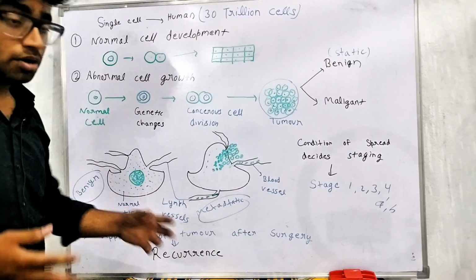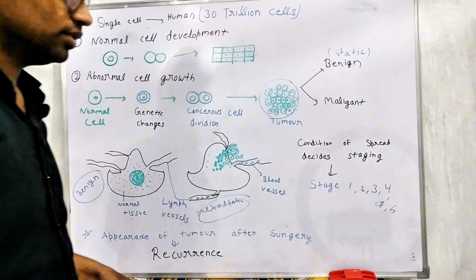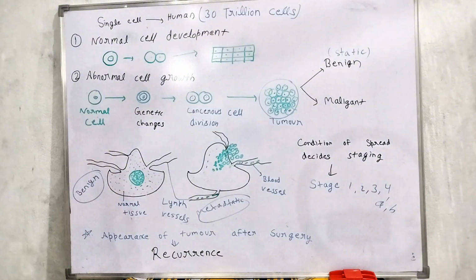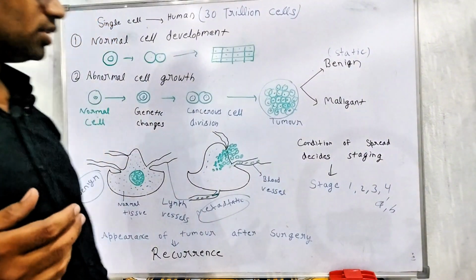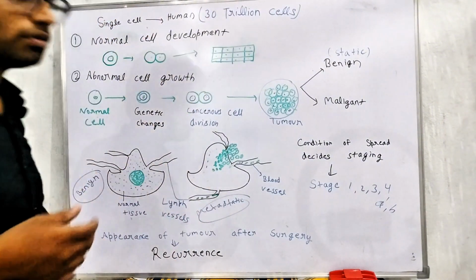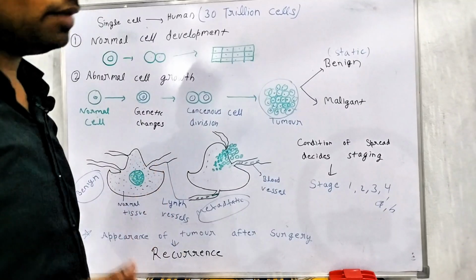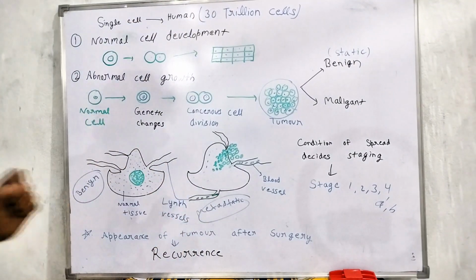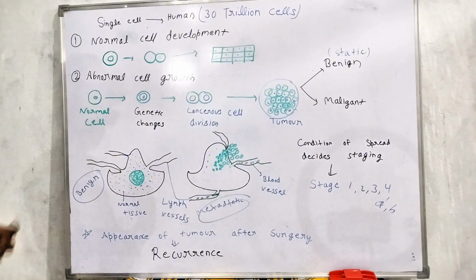And if the cells are moving to the lymph nodes, infecting the lymph nodes, moving into the blood vessels, then this is considered stage 3. And in the last stage, the cancer cells reach distant parts of the body, like the lungs, the liver, and even the brain. So that's why malignancy is so dangerous.